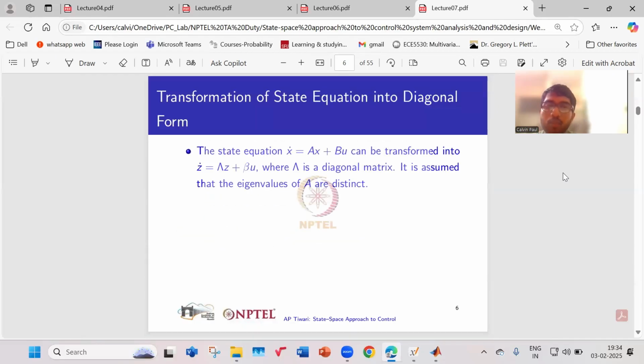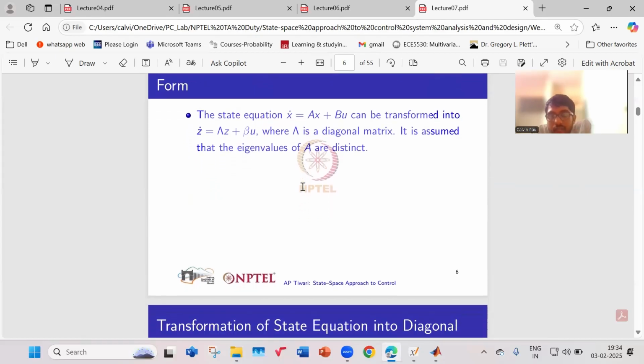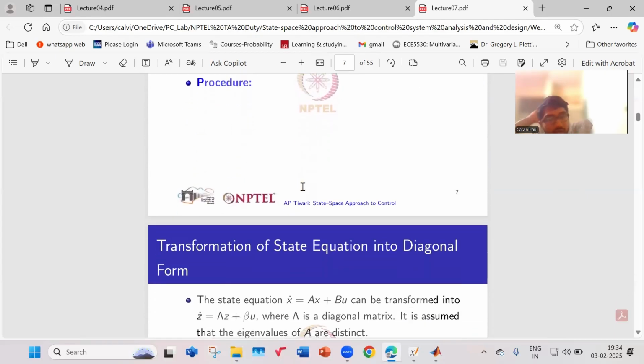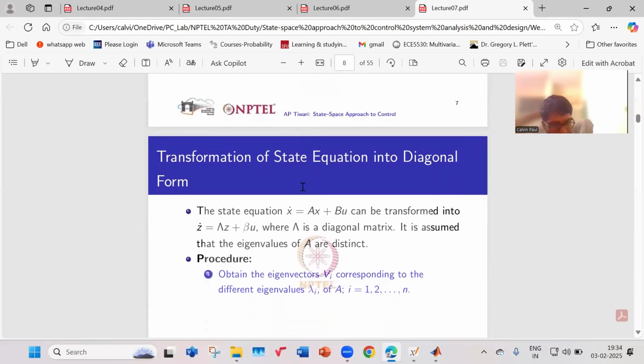Suppose this is a state equation, x dot equal to Ax plus Bu, and it can be transformed into this, z dot equal to gamma z plus beta u. We have to make sure that the eigenvalues of A are distinct. What are the eigenvalues? What are the eigenvectors? We will see. So how do we get it?